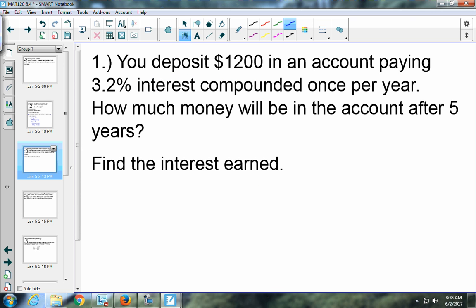If we look at this first example, it says you deposit $1,200 in an account paying 3.2% interest compounded once per year. How much money will be in the account after 5 years? Find the interest earned. They tell us to do 2 different things. We want to find the money in the account in the future, and we also want to find the interest earned. So I'm going to focus on that first question. How much money will be in the account after 5 years first?